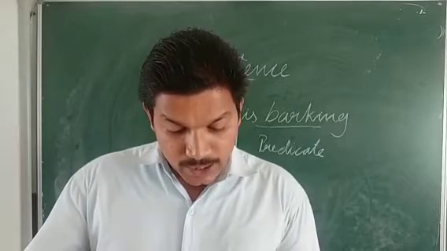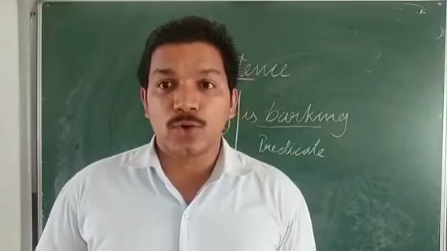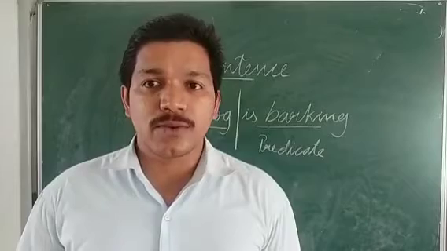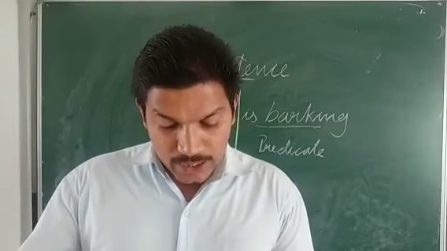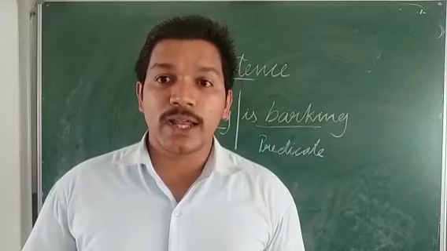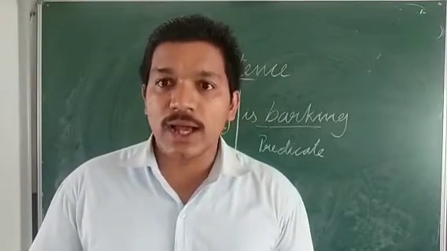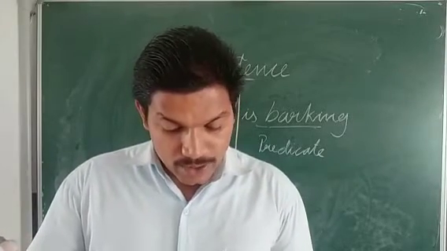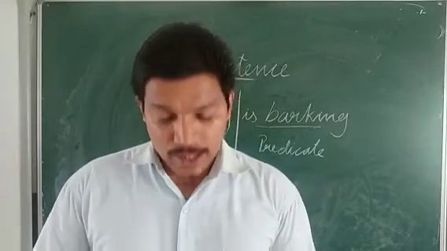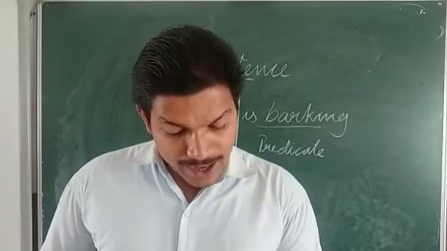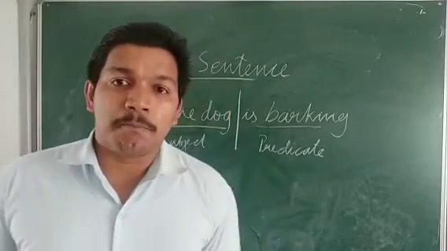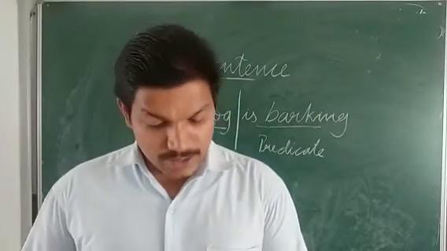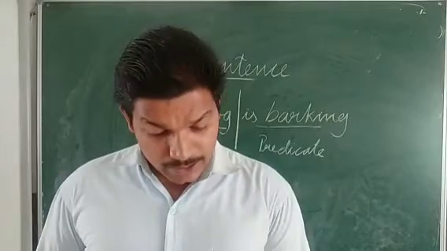Ants spoiled the picnic. Who spoiled the picnic? Ants. So the answer we get is ants. We were very late for the film. Who was late? We. So we is the subject, and were very late for the film is the predicate. My right eye is twitching. Here my right eye is the subject, and the remaining portion is the predicate.